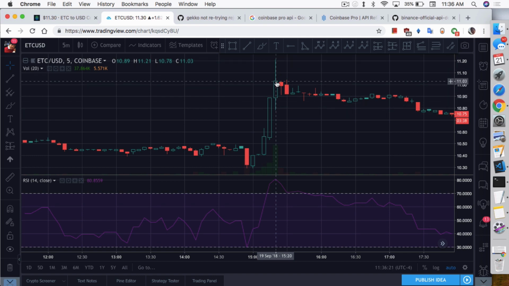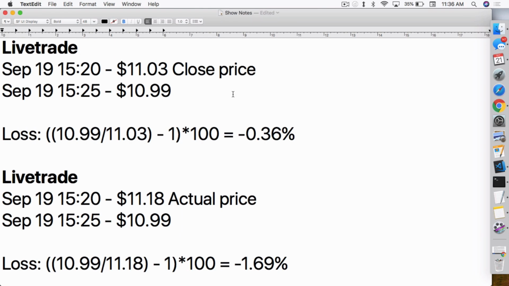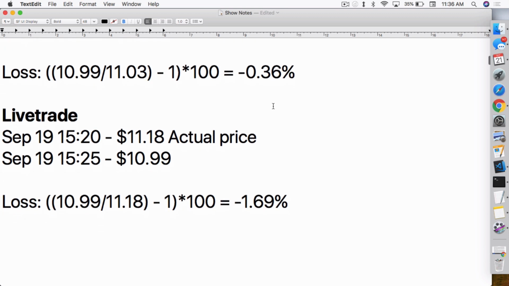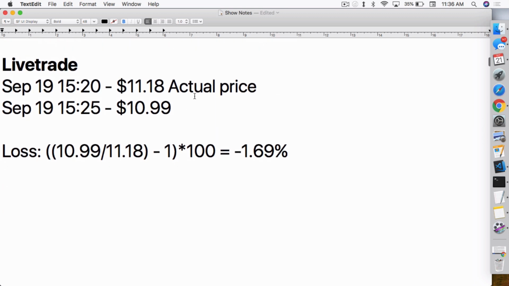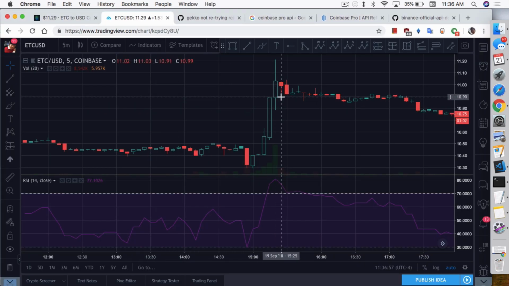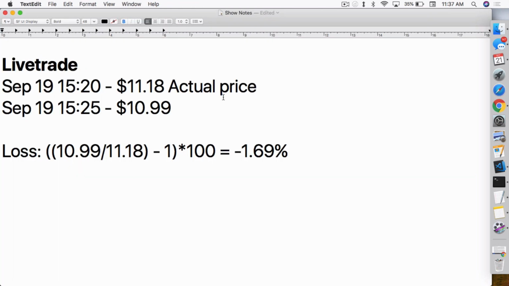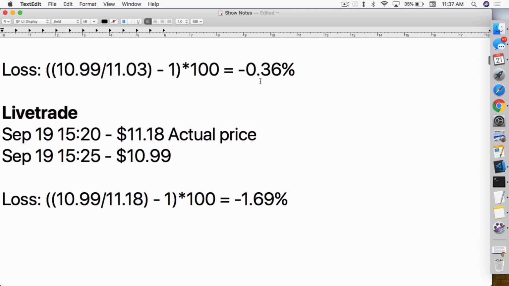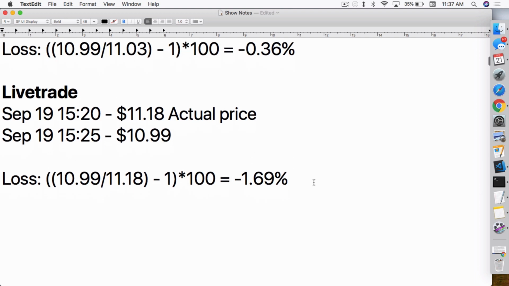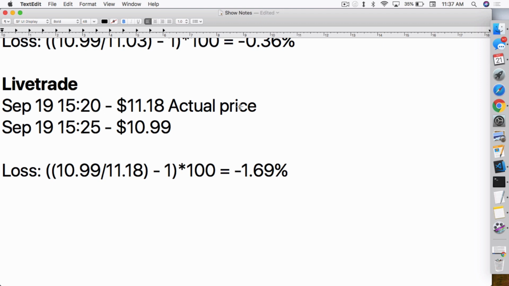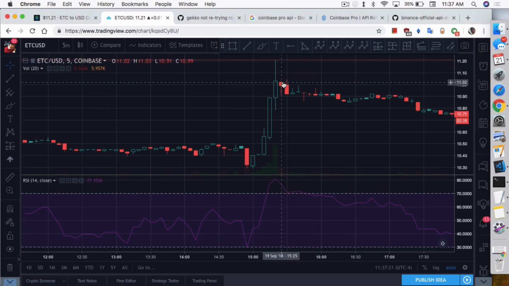But what I want to point out is that instead of buying at 11.03 at the close, it didn't actually buy there. It actually bought as soon as the momentum was lost. That's when Gekko was able to execute the trade. Instead of executing at the 11.03 close price, it actually executed at the 11.18 actual price, and then it sold at 10.99. The 10.99 is against the close price, so it's not exact, but I want to show you what it actually bought at. Instead of losing a third of a percent, it lost 1.69%, because it bought at the very, very top of this candle and ended up selling at the next candle.